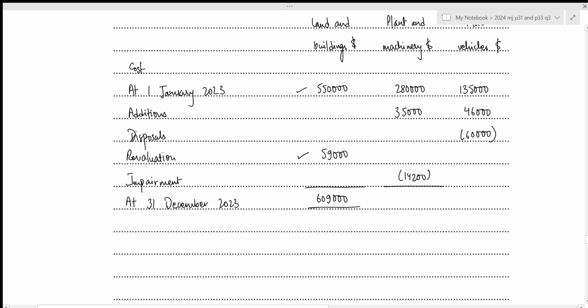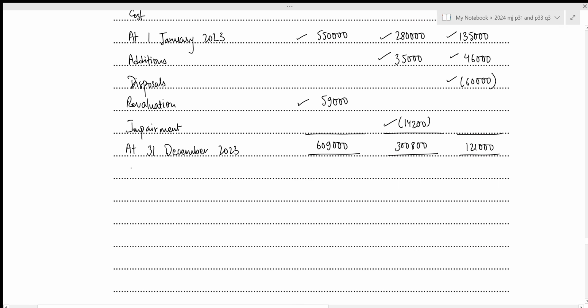Then for plant and machinery, that will be 280,000 plus 35,000 minus 14,200, which results in 300,800. And for motor vehicles, that will be 135,000 plus 46,000 minus 60,000, which results in the value of 121,000. That is all for the cost section.